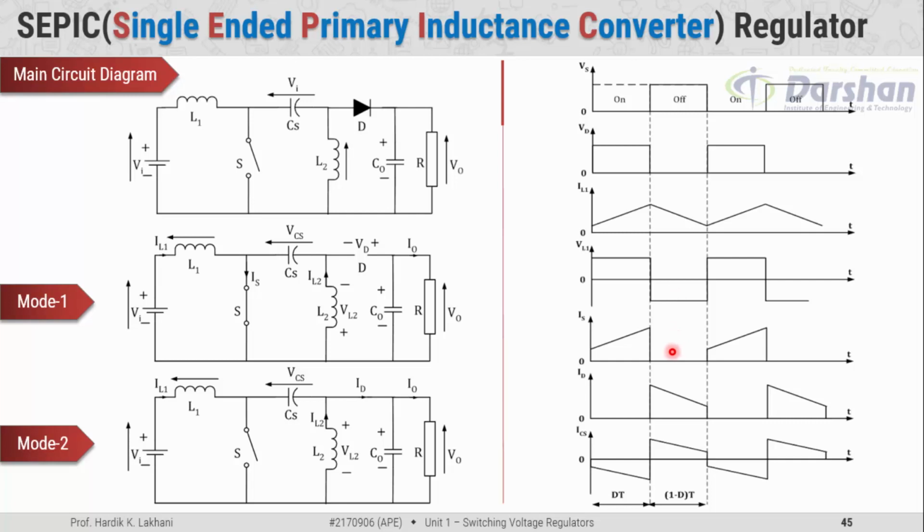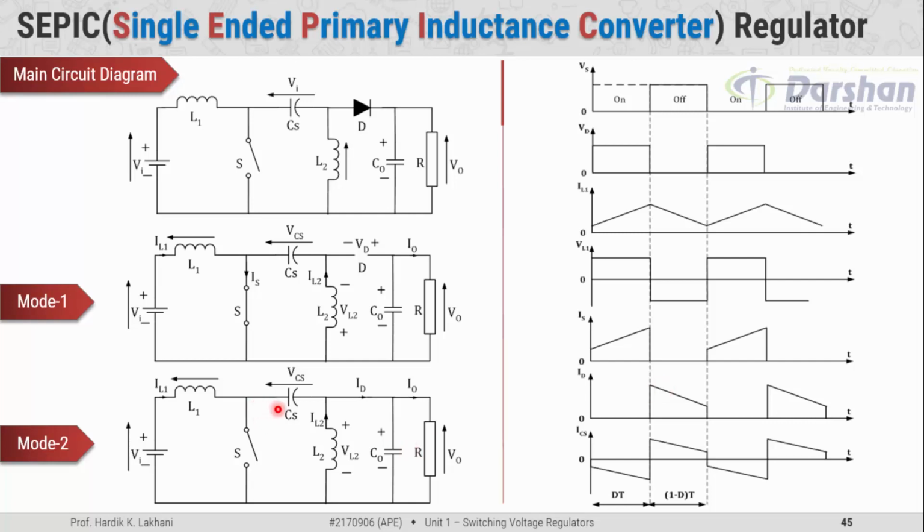During the second interval, the switch is in the off state, so there is no current flow through the switch. But during the second interval, the current through the diode is coming from here, IL1, and the second current is IL2. Both currents gradually decrease from the maximum value towards the minimum value. So the behavior of the current through the diode is the same as IL1 and IL2.